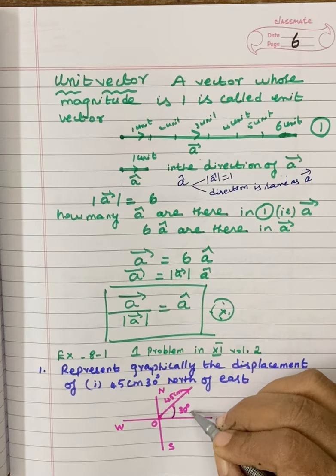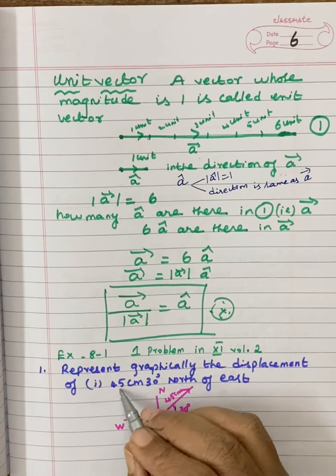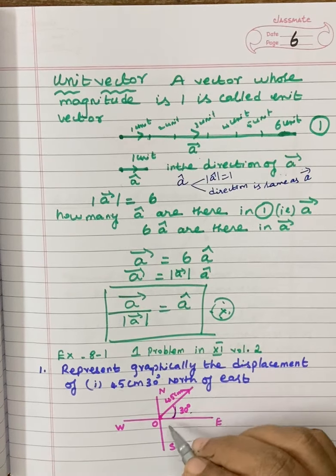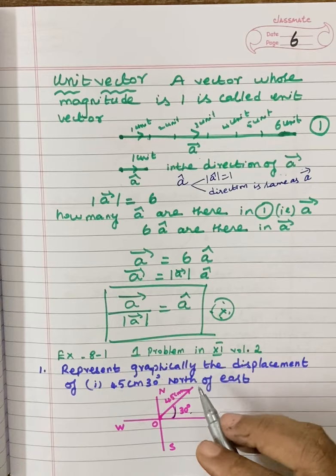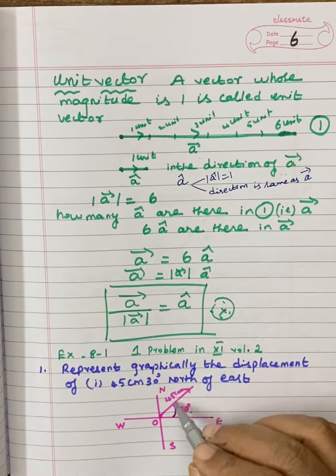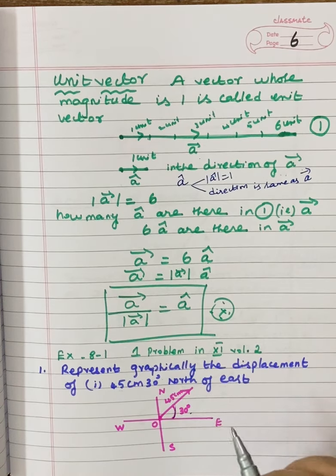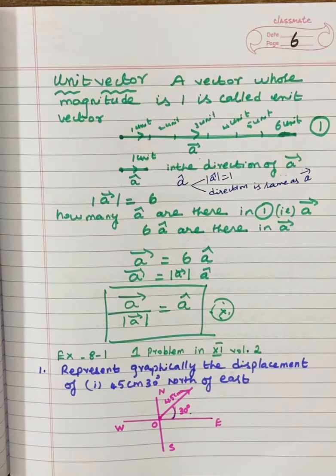How much angle? 30 degree. So I am going to draw a line segment. That line segment is 45 centimeter, or it can be kilometer or meter, whatever it may be. They have given 45 centimeter. So this is the vector. A vector has magnitude and direction. The direction is north of east.